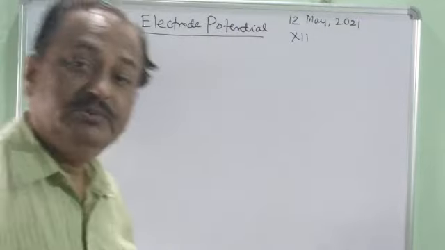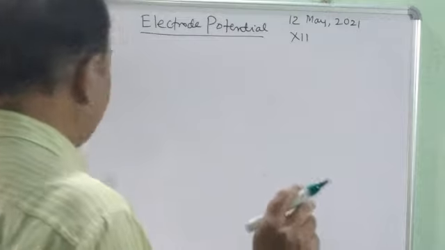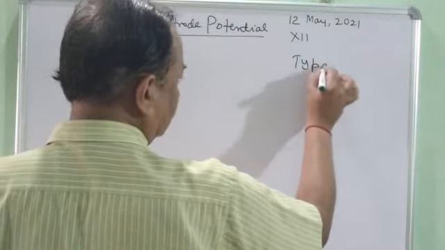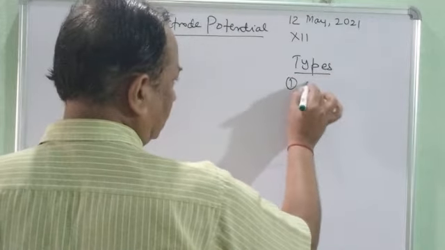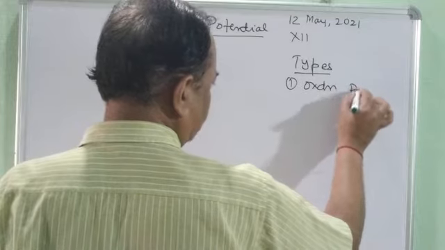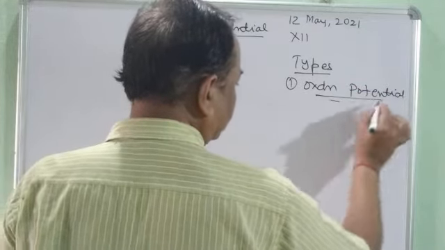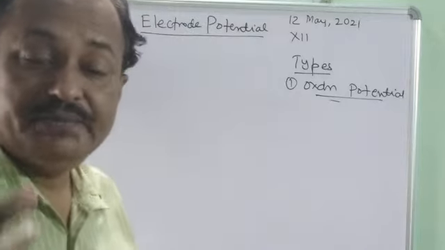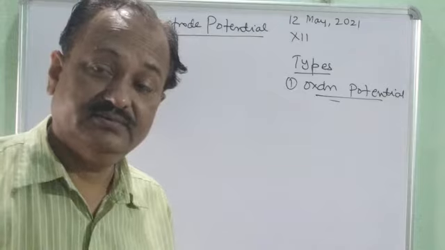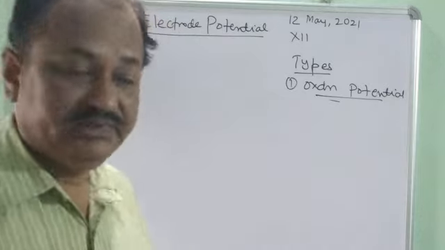Before starting, I am going to tell very quickly about the types of electrode potential. Electrode potential is of two types. First is oxidation potential. When the potential obtained is due to oxidation, and what is oxidation? Loss of electrons is oxidation.